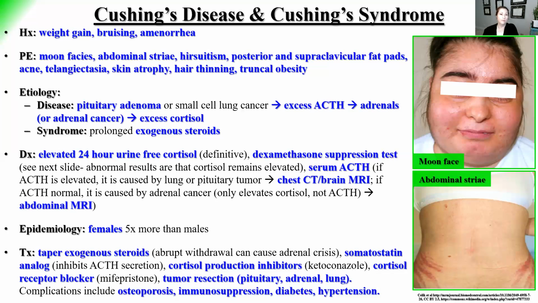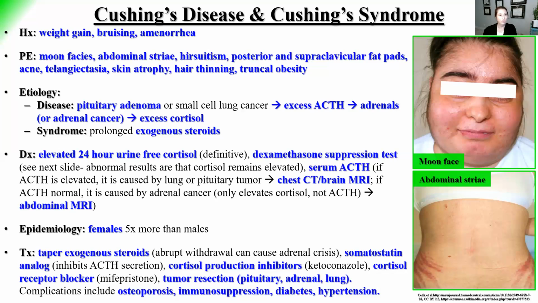A somatostatin analog will help to inhibit the ACTH secretion. For a cortisol production inhibitor, so we're turning off the production of that cortisol, ketoconazole is the drug. For cortisol receptor blockers, so that you're not having the effects of that cortisol, that's going to be mifepristone. And then tumor resection. If it's a tumor, we've got to figure out where it is. Is it the pituitary? Is it the adrenal? Is it the lung? And then we want to take that out. We want to resect that.